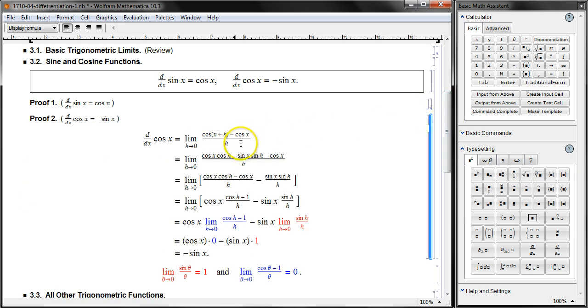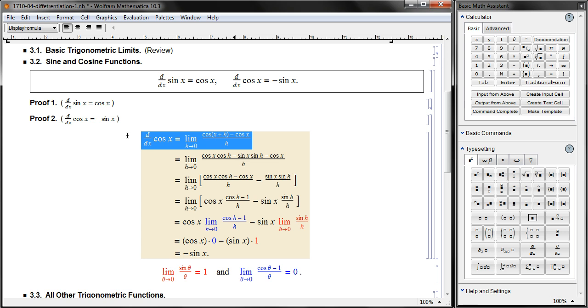We put it into the same Newton quotient here. Cosine of x plus h minus cosine of x over h. Same, it's the Newton quotient. That's the definition of the derivative. And then we decompose this cosine of x plus h using the sum identity for cosine: cosine of x cosine of h minus sine of x sine of h. And then we do the same thing. The first term and the third term, we put them together to form one fraction. And the middle term, the second fraction.